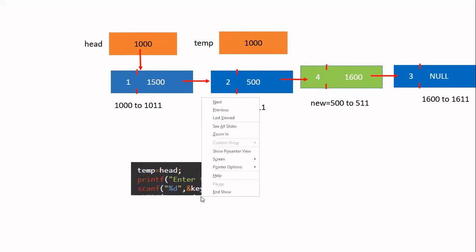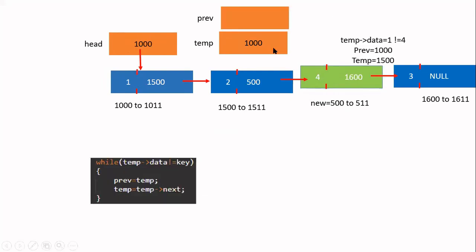Okay, so now next, what I am going to do is I am going to first check whether the data field in the temporary node is equal to the key I want to delete. Okay, so here the data field in the temporary node is 1, but the key I have given is, think that the key I have given is 4. Okay, this node I want to delete. Okay, so the key is 4. Now they are not same. When they are not same, it means that you have not reached the node what you want to delete.